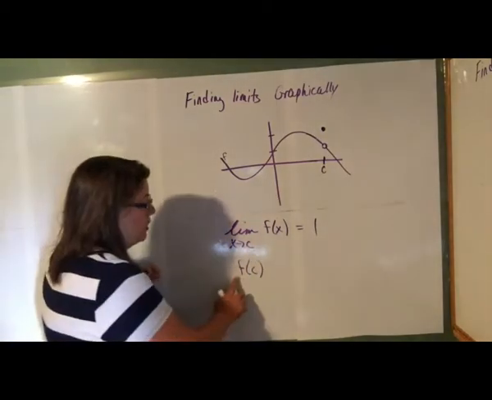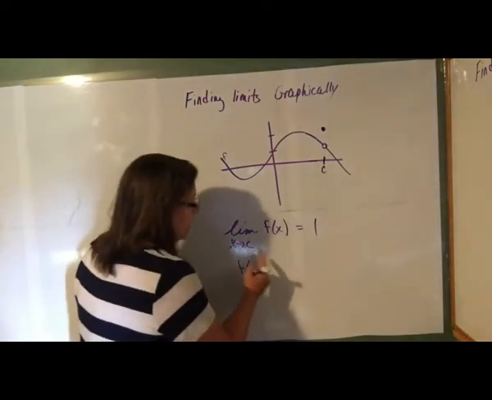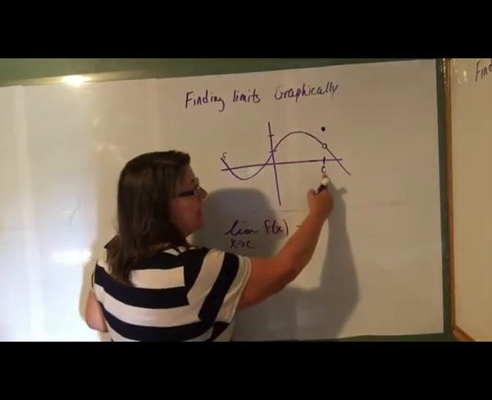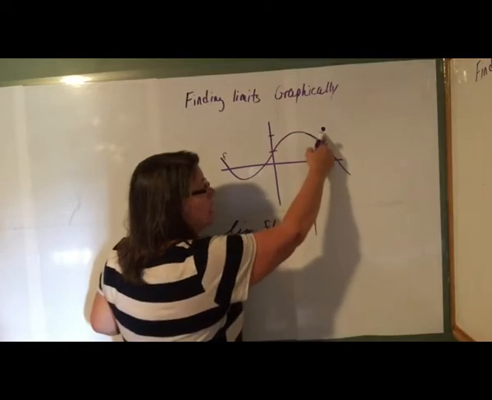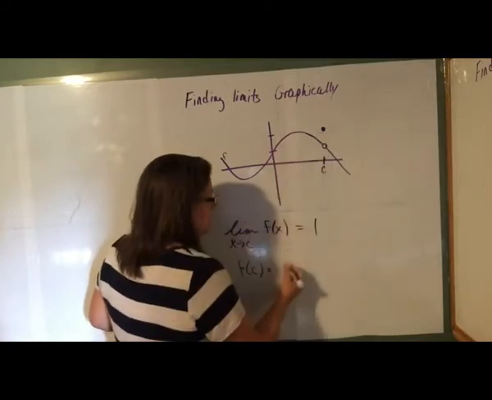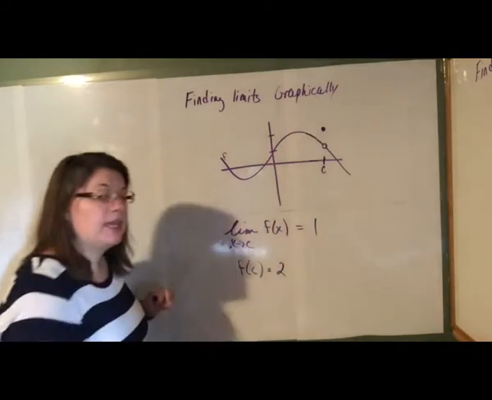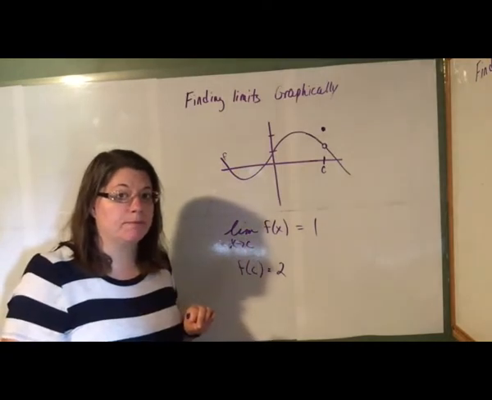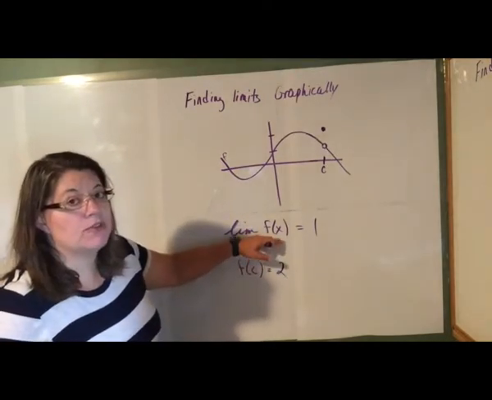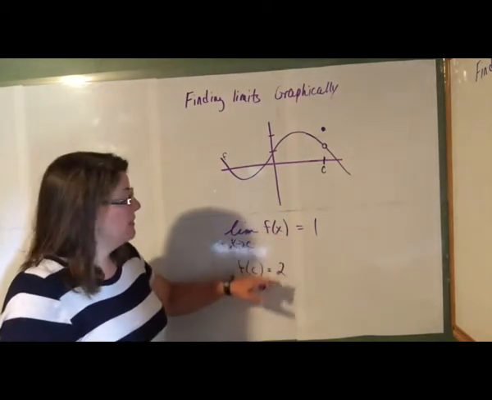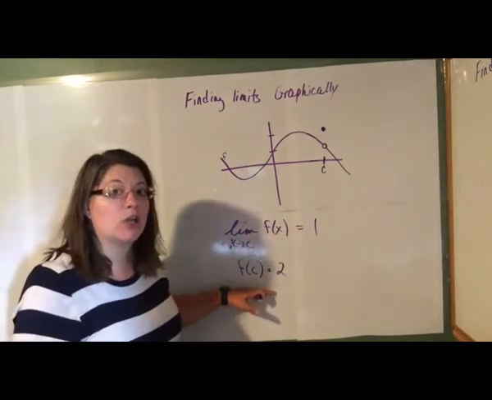Here, if I want to know what f of c is, well, that's the ordered pair that I get when x is equal to c. f of c here is that solid point 2. So f of c is 2. So it is okay for your limit as x approaches c to be different from the actual f of c value.